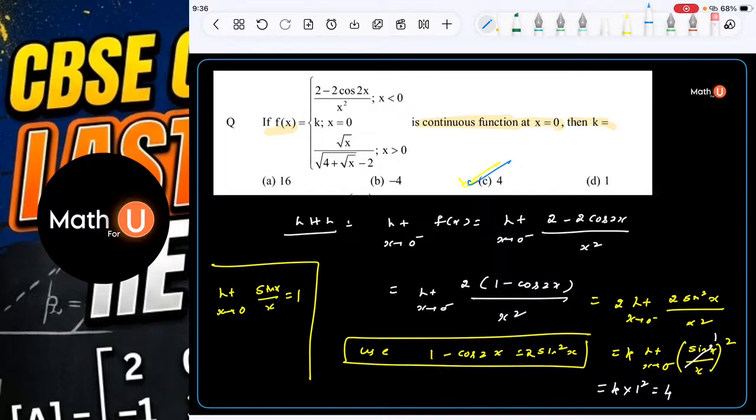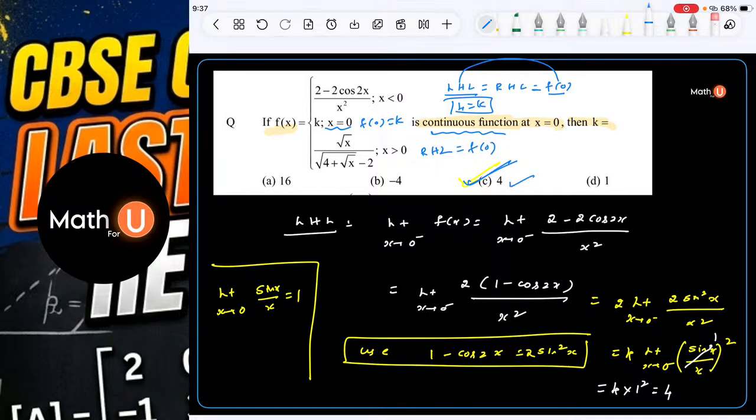Why is it directly equal? Because it is given that the function is continuous. If the function is continuous, left hand limit equals right hand limit equals functional value at 0. Then the functional value is f of 0, which is k. I will equate these two, LHL and functional value, 4 equals k, so k is 4. That's why option C is the correct answer here. If you apply the right hand limit also, the right hand limit is equal to the functional value, and you get the answer 4 only.